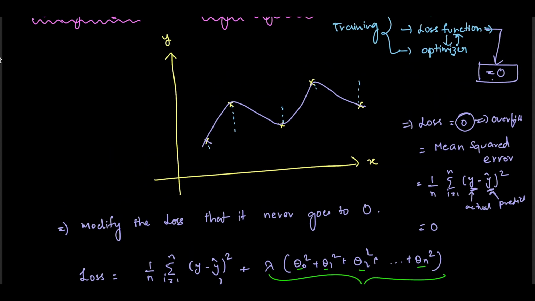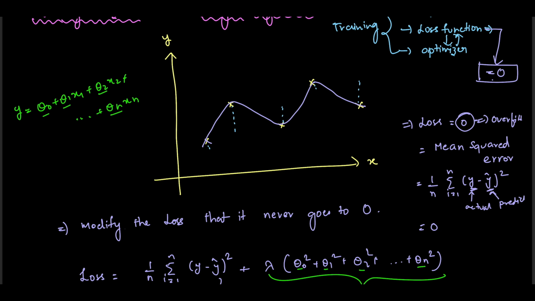So let's say in case of linear regression or polynomial regression, what is our hypothesis? Our hypothesis will look something like this: y equals theta naught plus theta 1 into x1 plus theta 2 into x2, and so on, up to theta n into xn, right? So all these thetas will be my weights or parameters. So these we will be using over here. Okay. So lambda times, we'll be adding all of this.